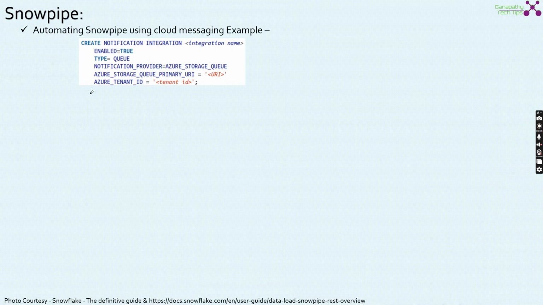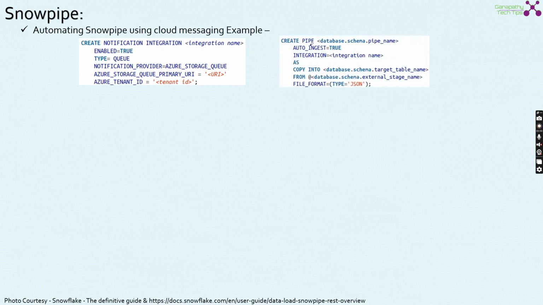Now we are going to discuss the examples for the automated cloud messaging system. What are all the ways by which we can do this? First of all, we need to create the integration, which we discussed in the earlier diagram as well. How we can create the integration is using this. Here you can see create notification integration, enabled equal to true, type equal to queue. This is a kind of Azure event grid notification. First we create this notification integration.